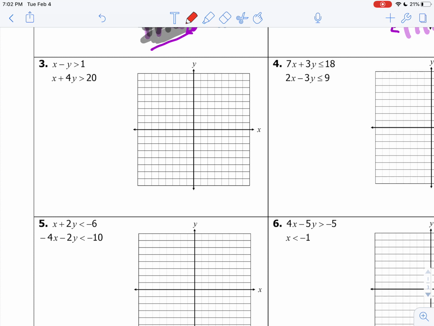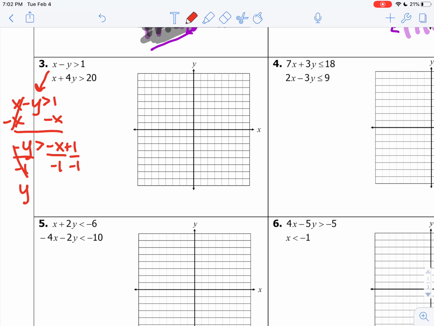Okay, this one we need to get the y by itself. So I'll do the top equation over here first. So x minus y is greater than 1. I'm going to subtract x from both sides. And then I have -y is greater than. I'm going to put the x term first. And then there's a 1 in front of this y, so I have to divide by -1. Now remember, when you divide by a negative number and you have an inequality, you have to switch the sign. So it's going to be y is greater than.